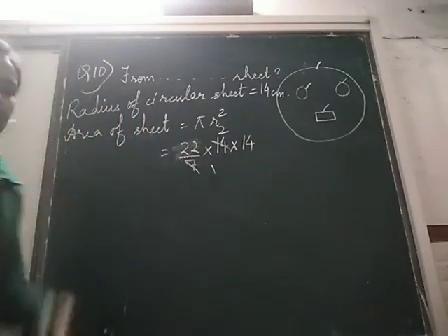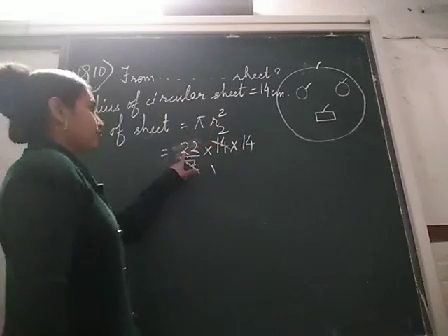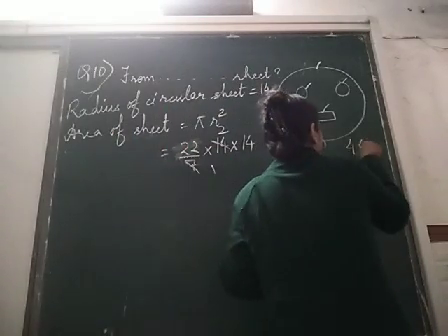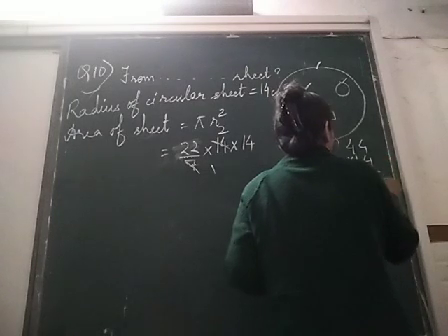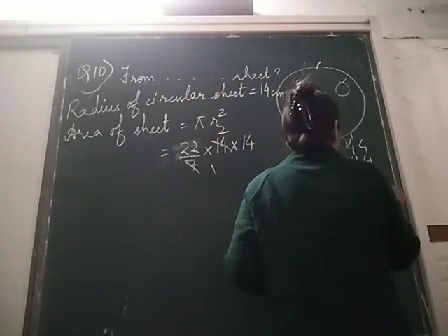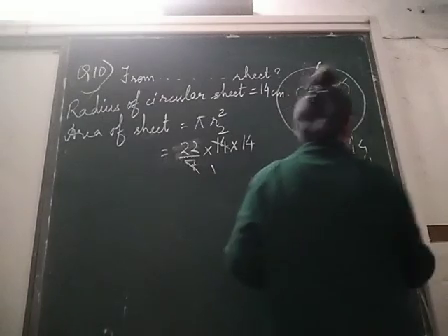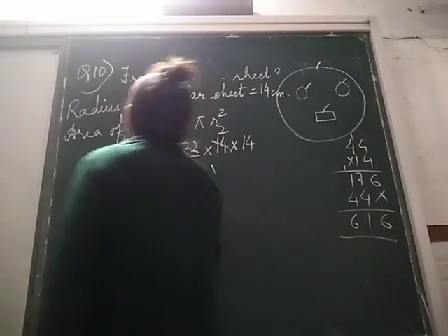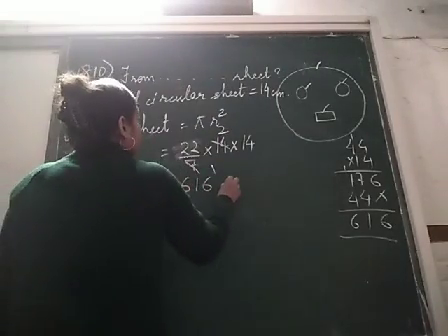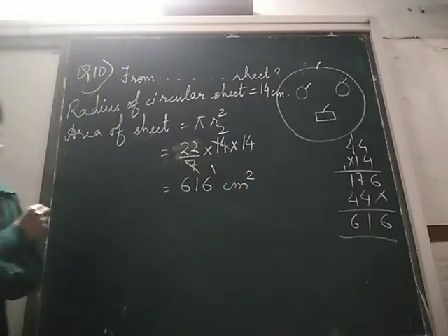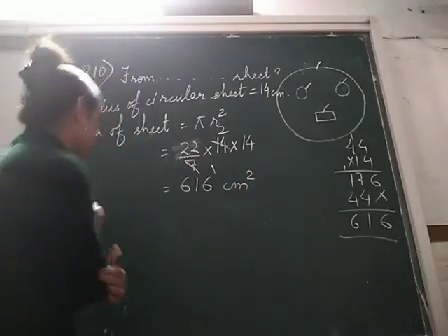7 and 14 get cancelled. 2 2s are 4, 2 2s are 4, that is 44. 44 multiplied by 14. 4 4s are 16, 4 4s are 16, plus 1 is 17, and 44. That is 616 centimeters square. Now, what is given? The radii of the two circles.